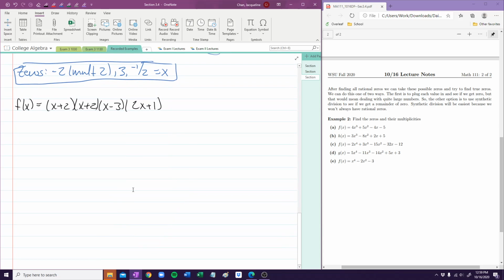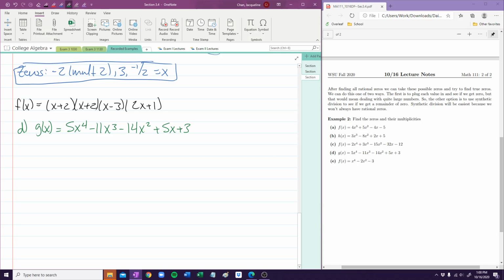Alrighty, so now let's do letter C. Letter C, I have, oh geez, I already did C. Let's do D. We are given g of x is equal to 5x to the 4th minus 11x cubed minus 14x squared plus 5x plus 3.